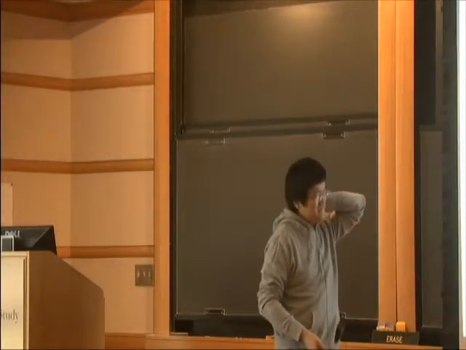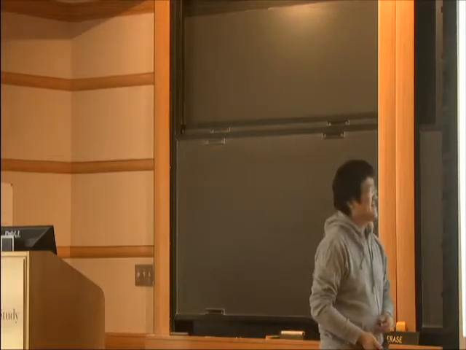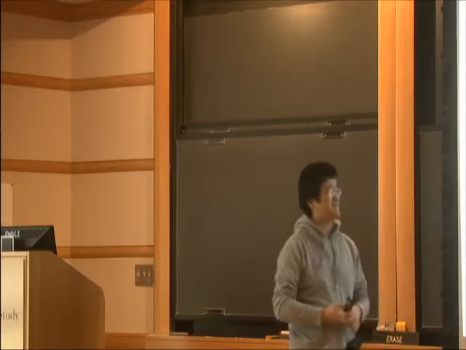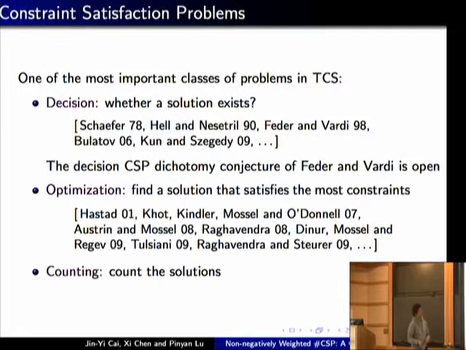Okay, so I'm really glad to have this opportunity to talk here. First of all, this is joint work with Jingyi Cai and Pingyan Lu, and the work here is mainly about a dichotomy theorem for counting CSP, and CSP stands for Constraint Satisfaction Problems. And I think it's one of the most important classes of problems studied in TCS and many other fields.